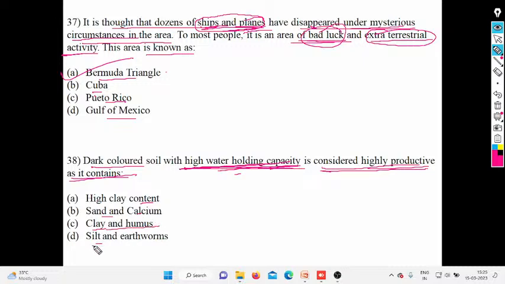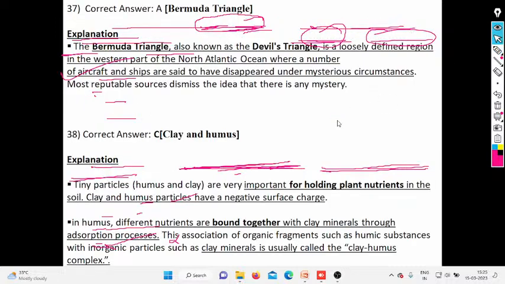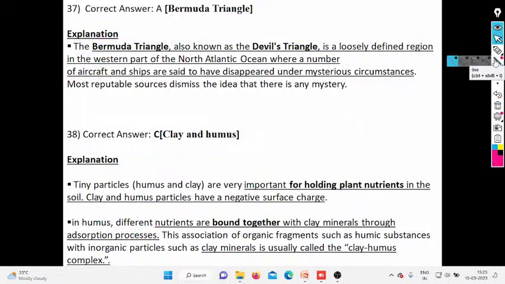It contains clay and humus, and silt and earthworms. Sorry, it is clay and humus, particularly high clay content.